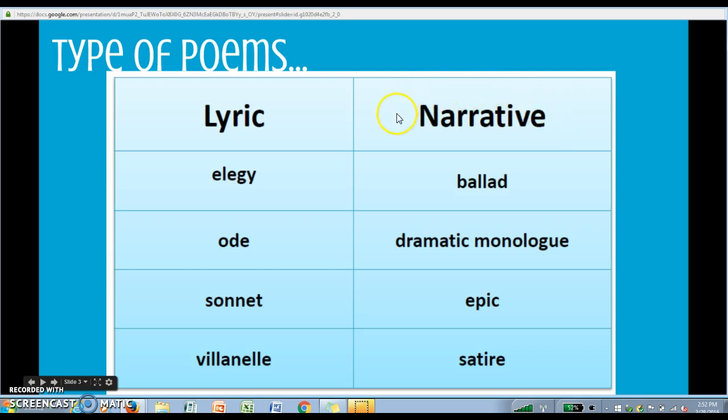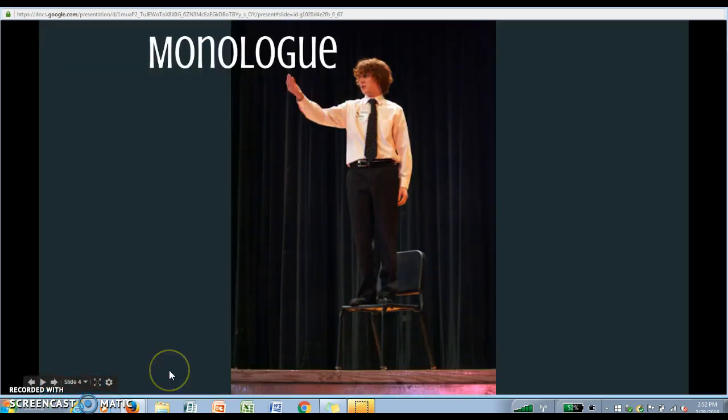Additionally, we have narrative poems, which, in contrast, are just like what they sound. They are poems that tell stories. And narrative poems include ballads, dramatic monologues, epics, and satires. So far, we've read an epic with Beowulf. We just read a dramatic monologue with the river merchant's wife's letter. And also, we have read a sonnet with Sonnet 130. We will be dealing with all of these, though, before the unit is over.